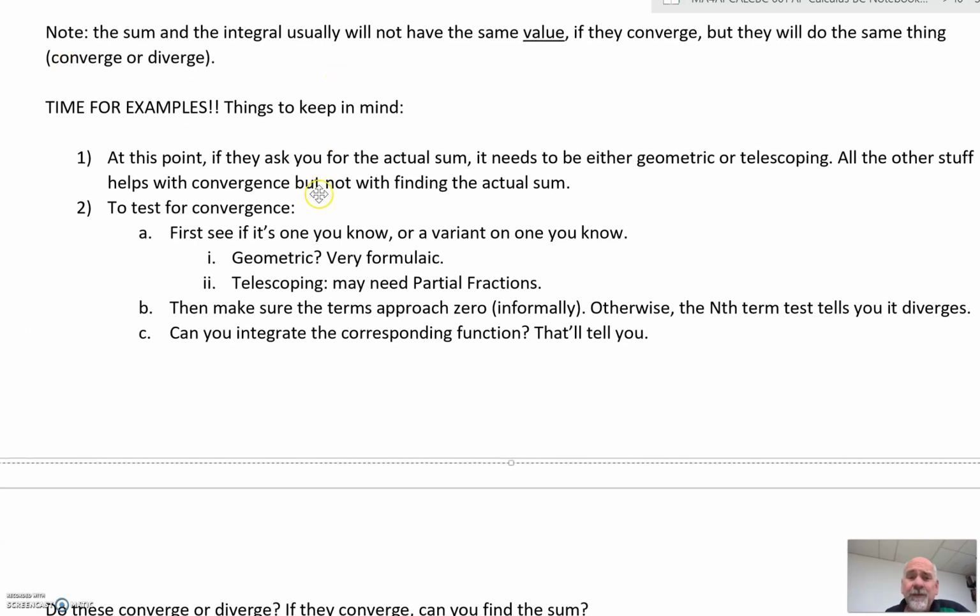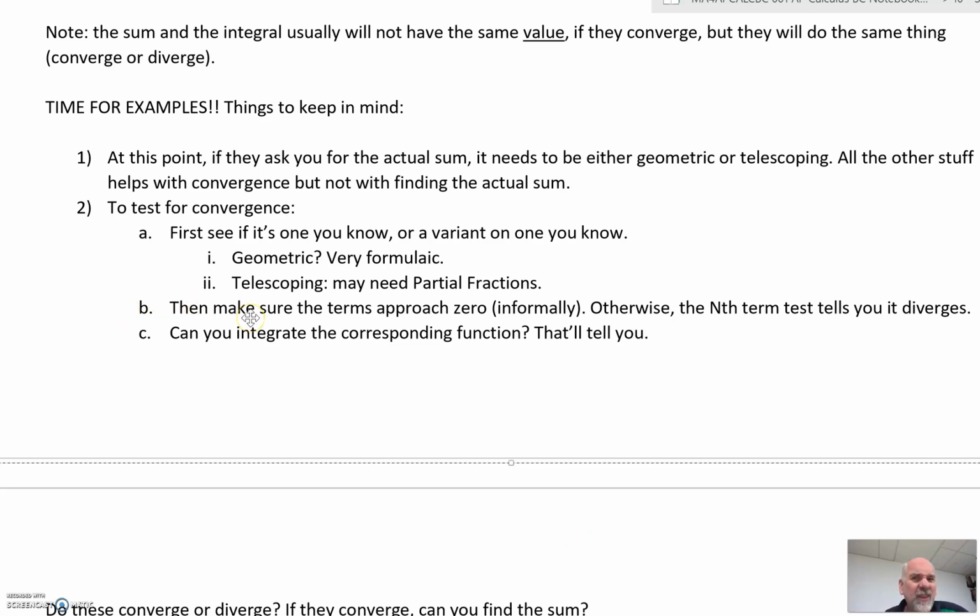Second, if you're testing for convergence, first see if it's one you know or a variant on the one you know. Is it geometric? Then it's very formulaic; we have a step-by-step way of doing it. Is it telescoping? You may need partial fractions. One I should put on here is: is it harmonic or a variation on the harmonic? That's when we know it diverges. So those are the options that we have.